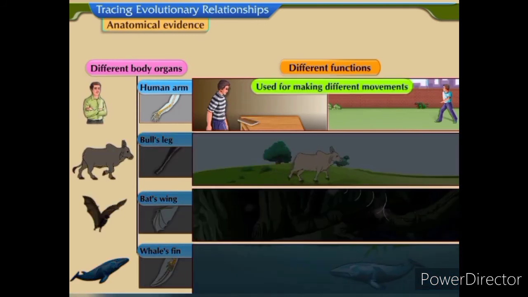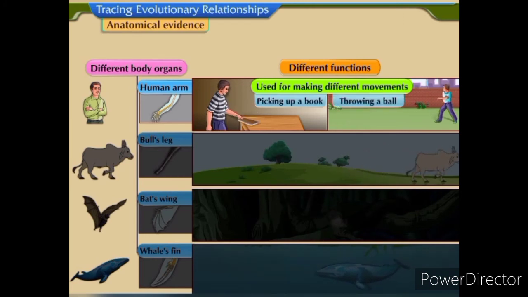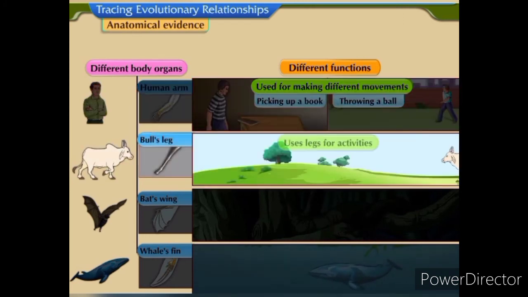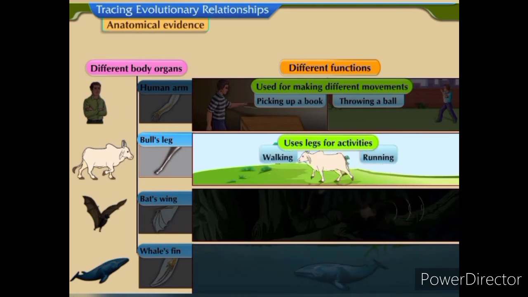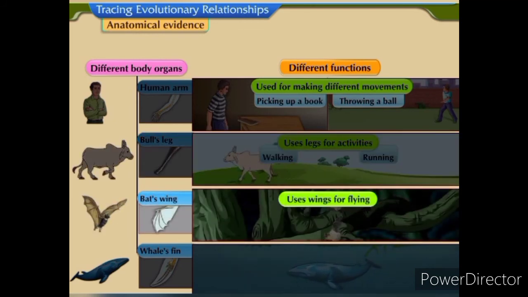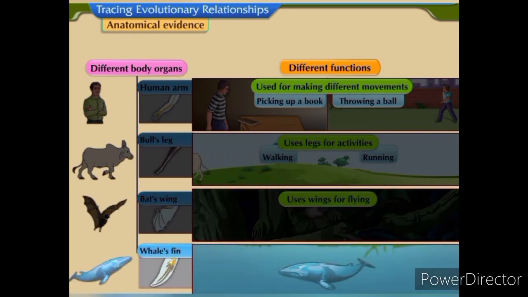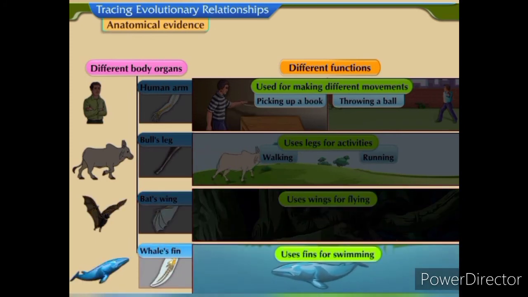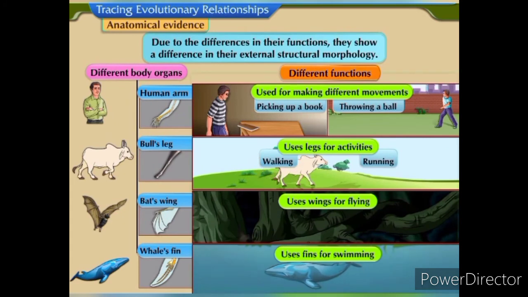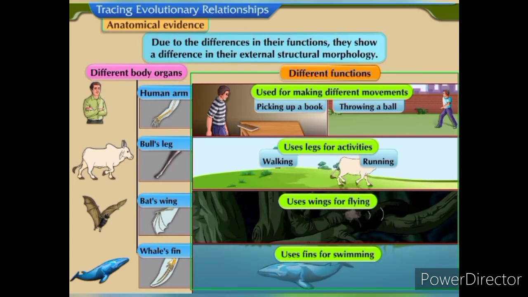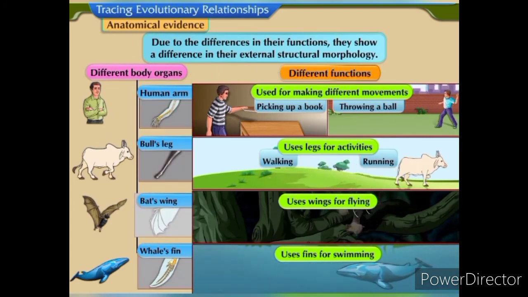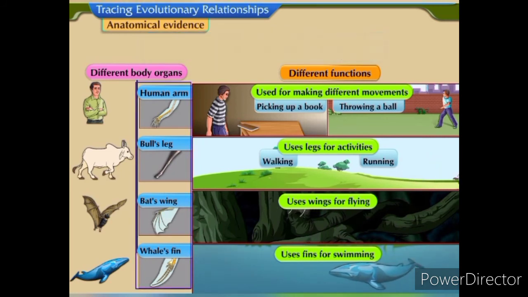The human arm is used for making different movements such as picking up a book, throwing a ball, etc. A bull uses his leg for activities such as walking, running, etc. A bat uses its wings for flying, while a whale uses its fin for swimming. Due to the differences in their functions, they show a difference in their external structural morphology.